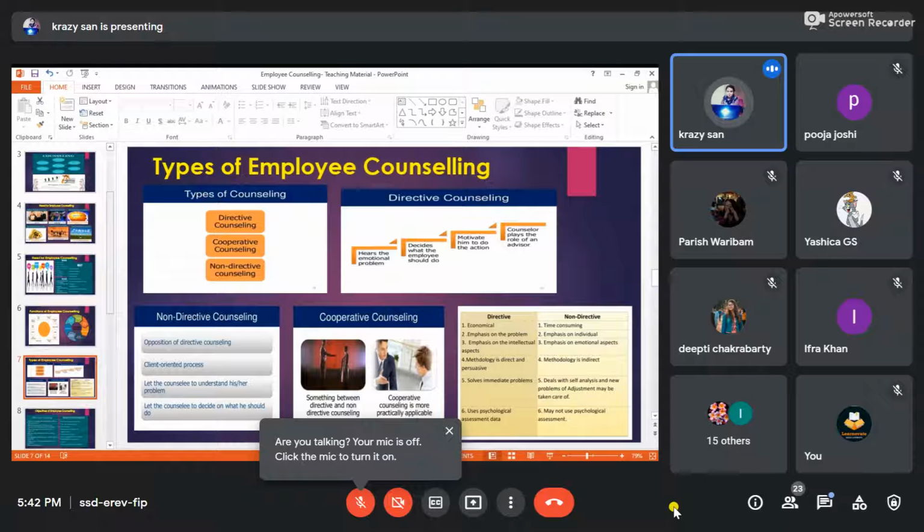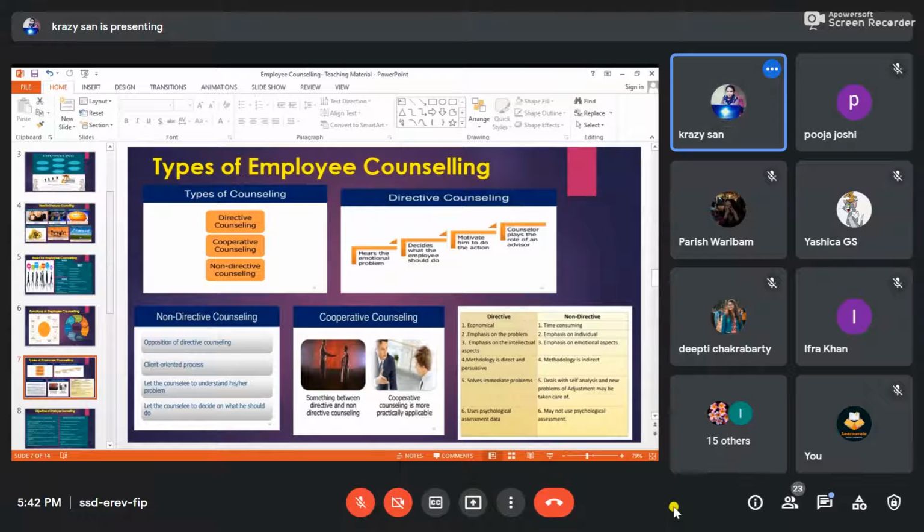Opposite to the directive means it's completely client-oriented. You are free to take your own decision, because what a counselor thinks is you are much more prominent in that. When it comes to the cooperative, both share their knowledge with each other and they reach one particular step, and that is taken.